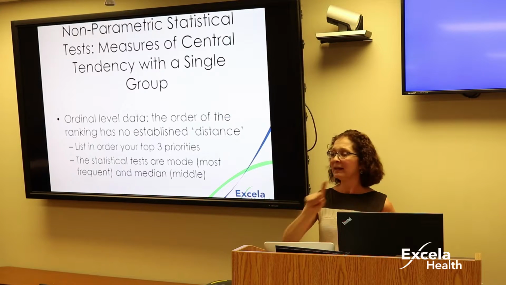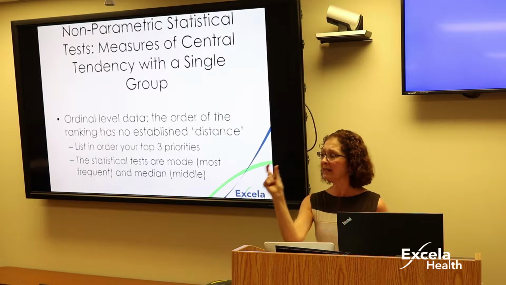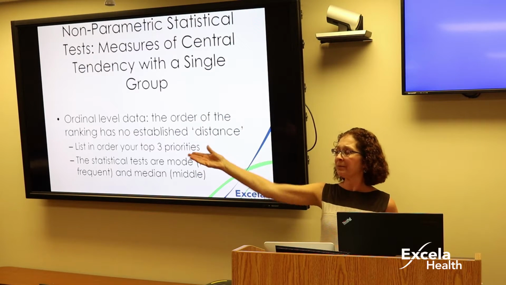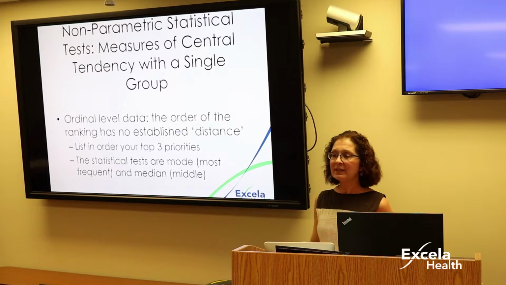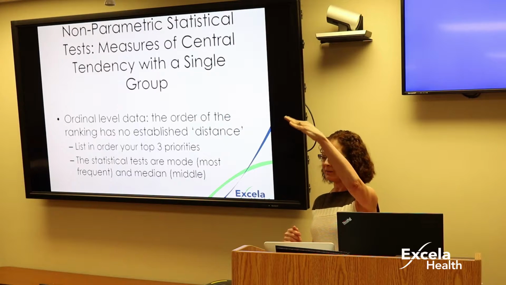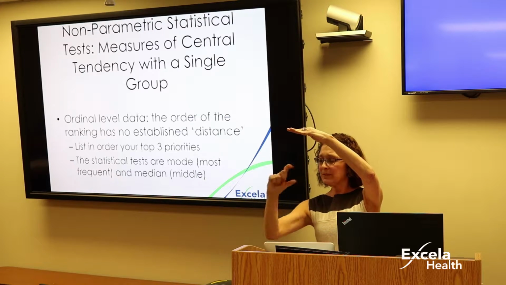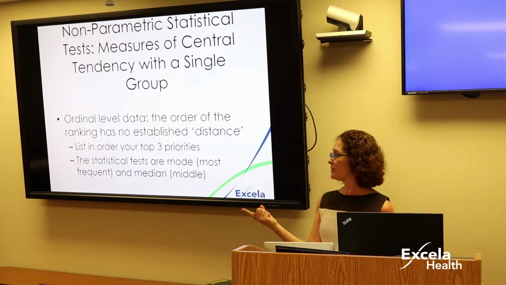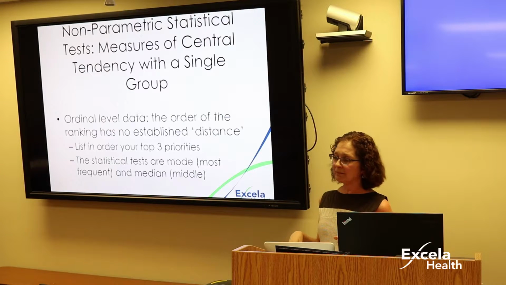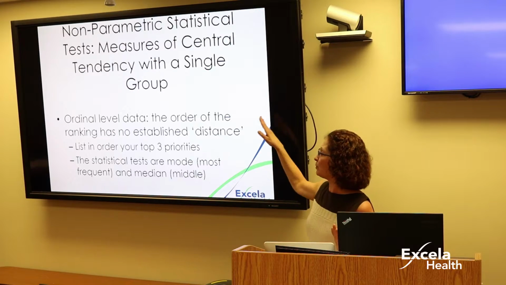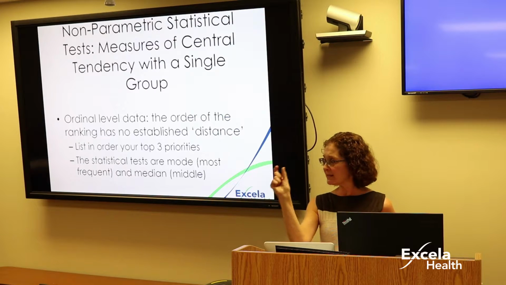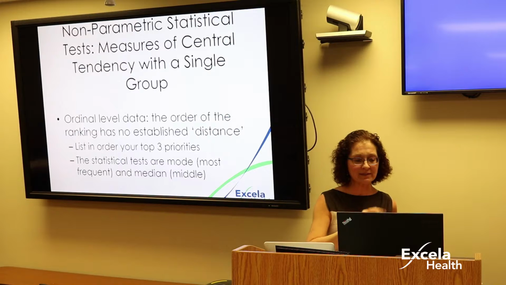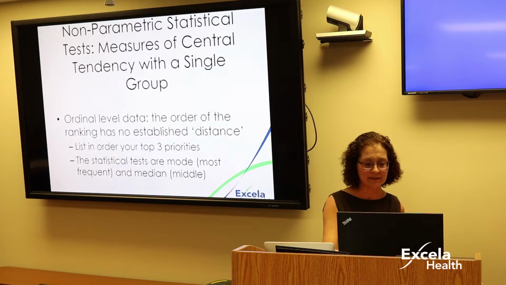Ordinal level data, you have a ranking, but there's not equal distance between the ranks. So what are your top 3 priorities for nursing research? Your first priority isn't an equal distance between the second and third priority. You could use the mode, which is the most frequent, or the median. That's about all you could use. So if you rank ordered 1, 2, and 3, the distance isn't the same between, and that's all you're going to do there. It's just a mode or a median, nothing fancy.